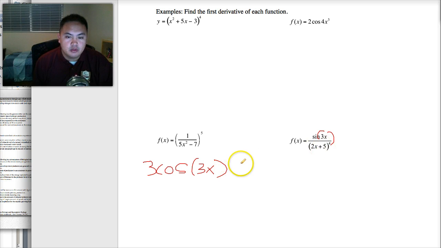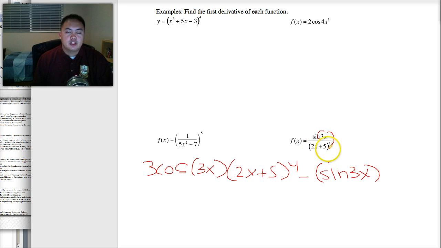Leave the second one alone. So the second one is 2x plus 5 to the fourth power. Minus, leave the first one alone, times the derivative of the second one. And you may notice, and we've done a lot of examples of this already, the second one is a chain rule. So what I'm going to do is put the 4 out in front, leave the parentheses alone, to the third power.